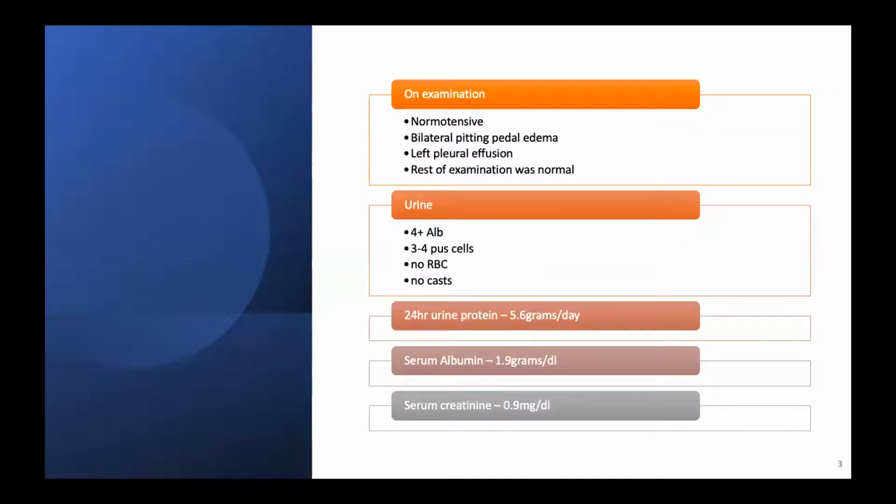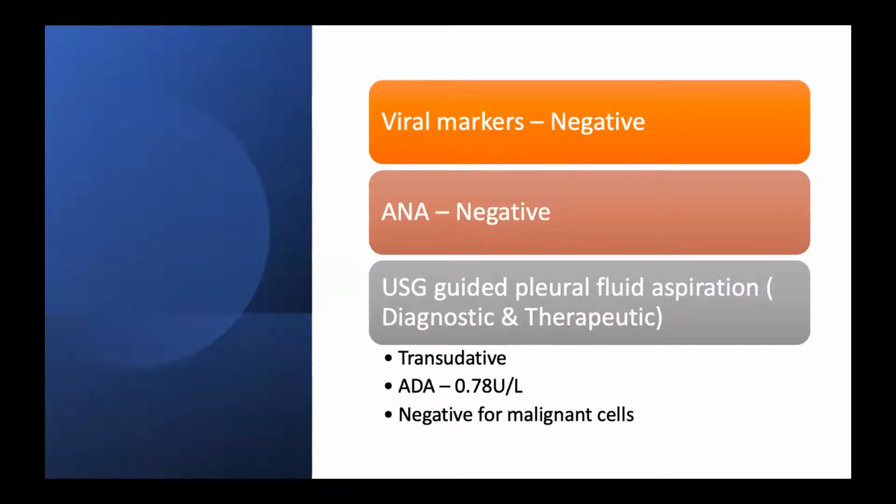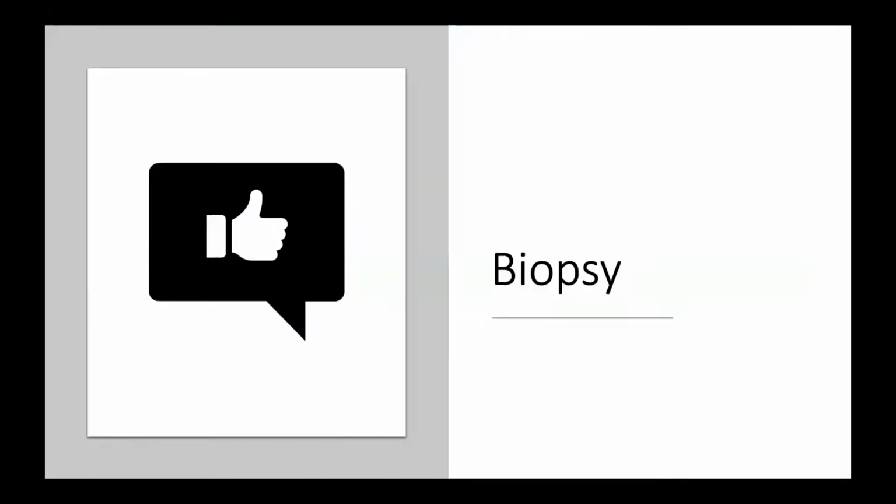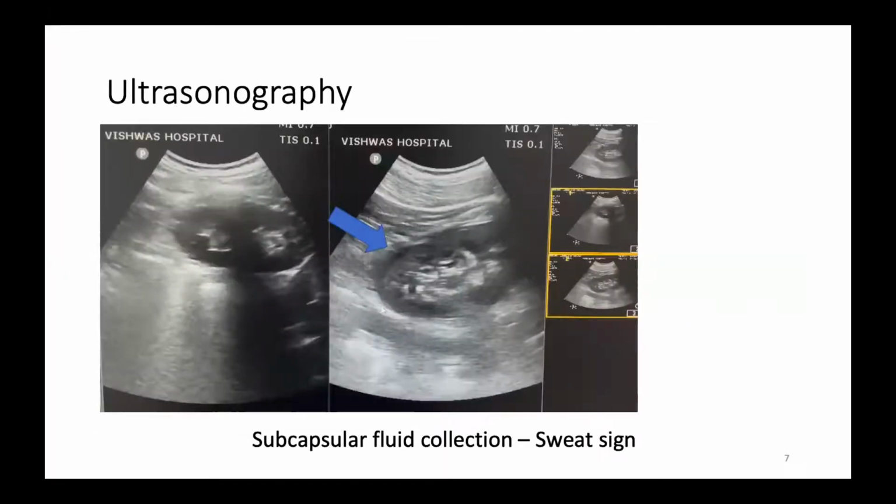Because of his breathlessness, we have done a USG-guided pleural fluid aspiration, which turned out to be transudative. And it was negative for malignant cells, and ADA was also normal. So at this point, the diagnosis was pretty straightforward. It was a case of adult onset nephrotic syndrome, and he was planned for kidney biopsy. But to our surprise, his ultrasound has shown perirenal fluid collection around the left kidney.